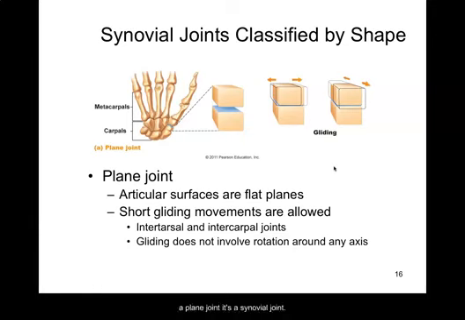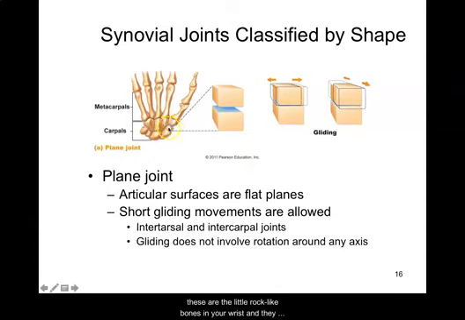This joint here is described as a plane joint. It's a synovial joint. There's a fluid-filled cavity surrounding the articulating surfaces here, but the two articulating surfaces are flat planes, and they allow for a short kind of gliding motion, side to side and back and forth. So it is considered biaxial. Moving side to side and back and forth gives us two different directions of motion, but they're short, small gliding motions. One example is the joint between two of your carpals.